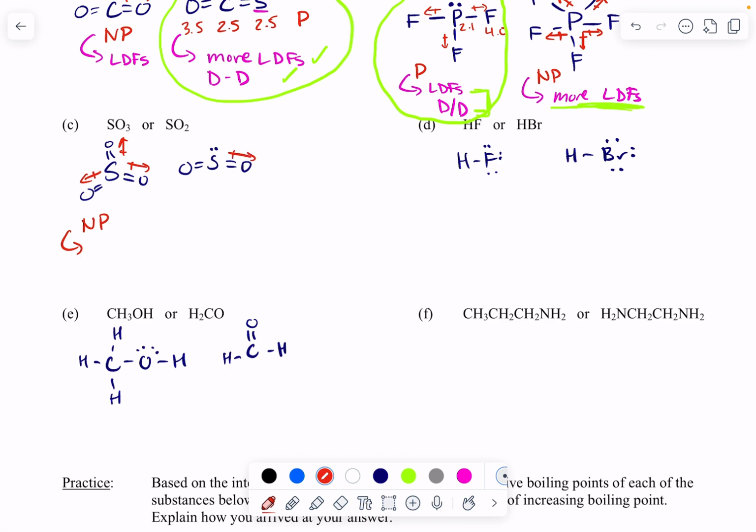SO2 has dipoles, it's in a Y formation, but due to the singular lone pair on the central S, this one is actually going to be polar. When that happens, we know they both have LDFs.